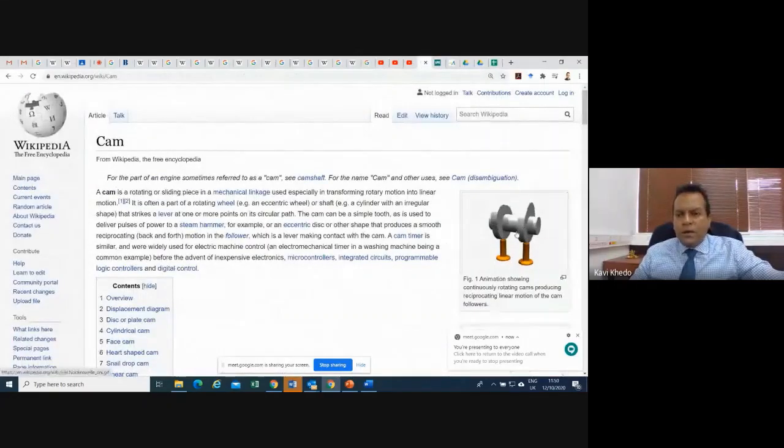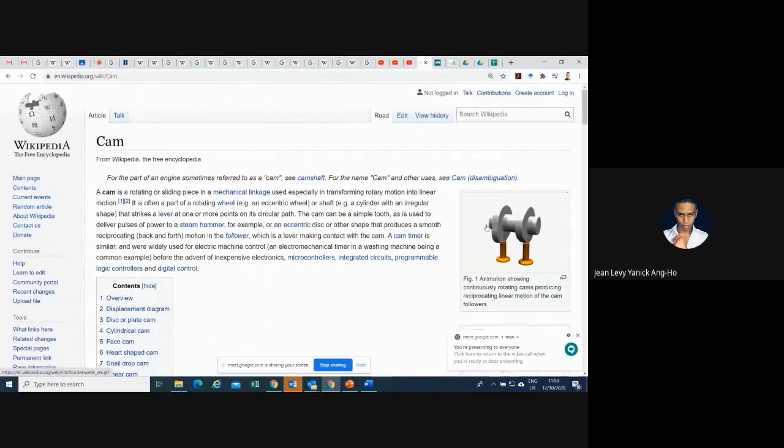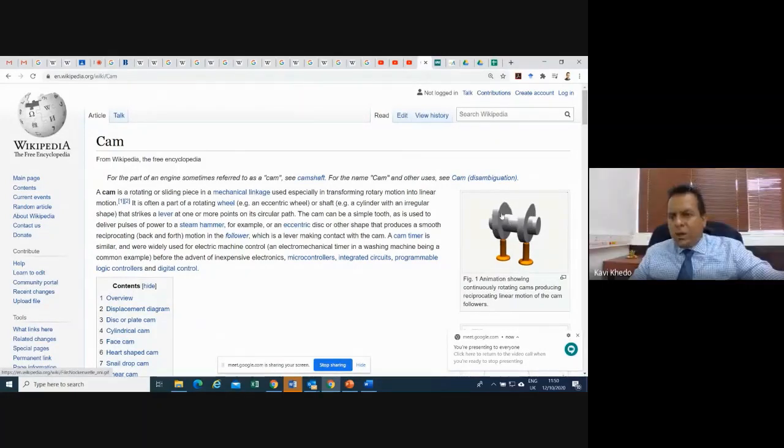Okay, have a look at this diagram. Are you able to see this diagram? Yes. So you see, depending on the shape of this cam, it is performing a particular movement with the follower. Down here is the follower. So this is called a mechanical cam.